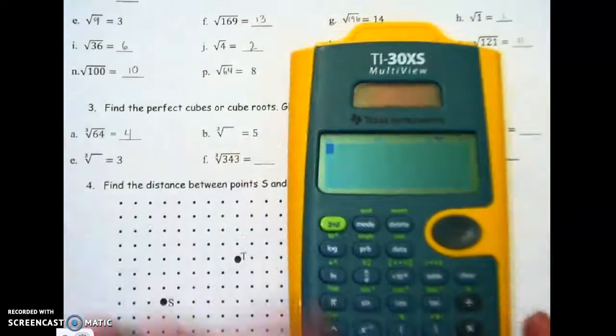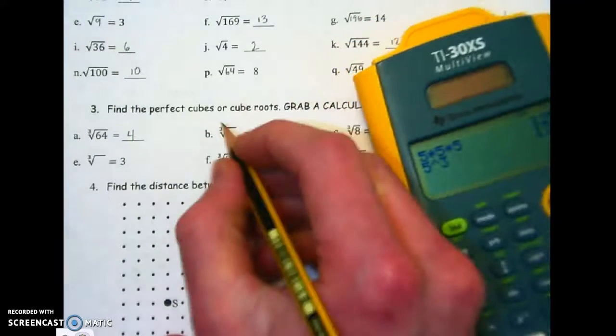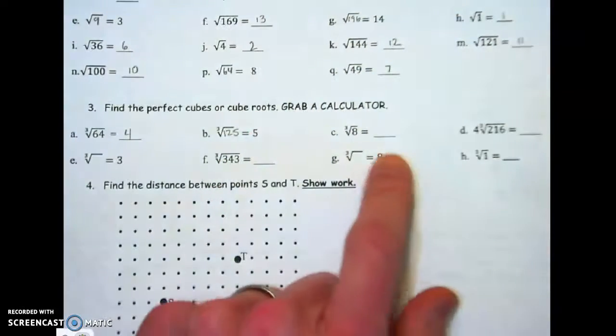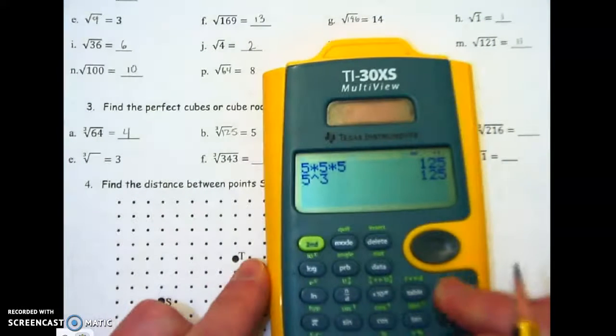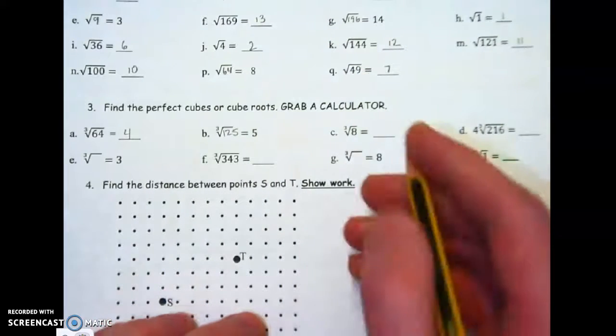Alright, I need to do 5 times 5 times 5. I could have also done that 5, up arrow, 3. That would have been the shortcut for cubing it. So this is 125. Let's take the cube root of 8. So 3, second, up arrow, and then we can type in our number. So that's 2.